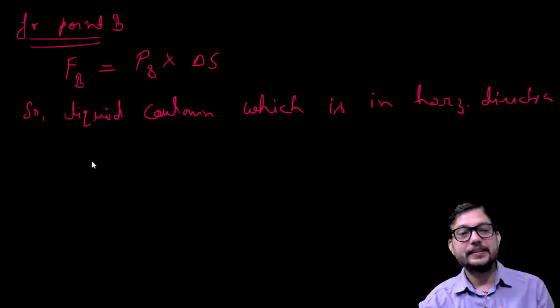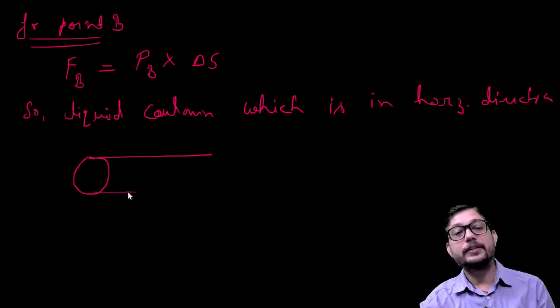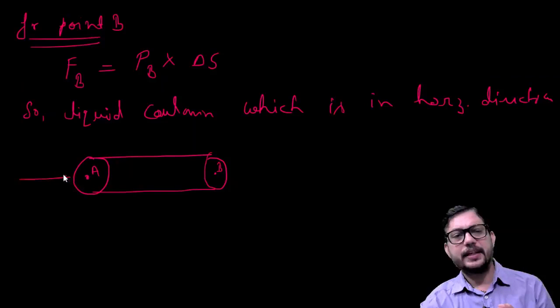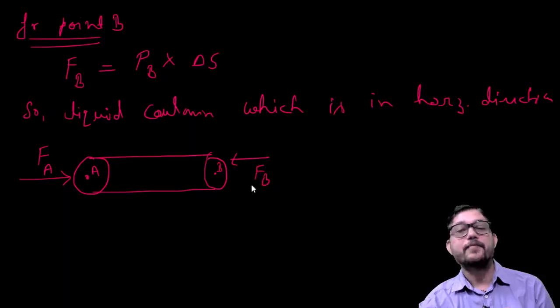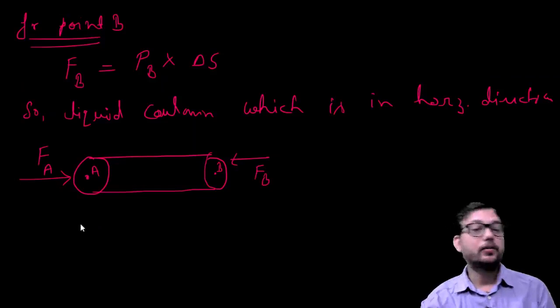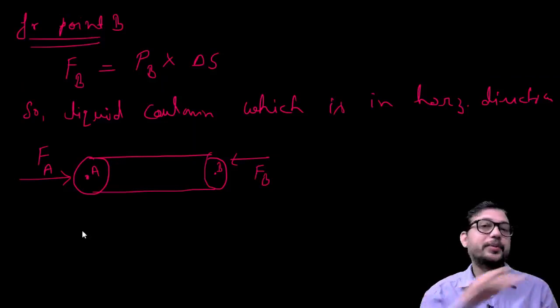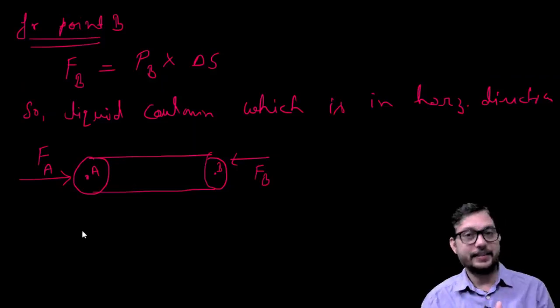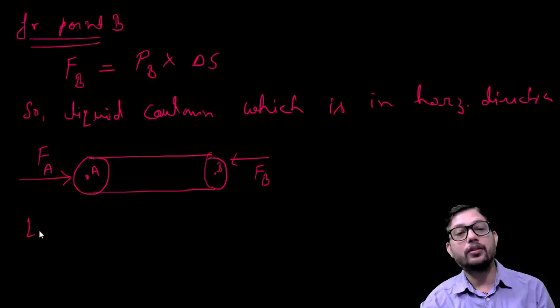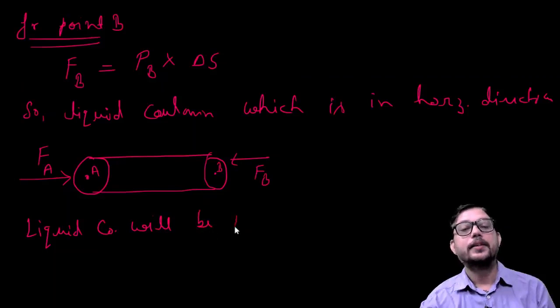We can easily see that this is your horizontal liquid column, this is your point A, and this is your point B. That will be the force at point A and that will be the force at point B. If the liquid column is in equilibrium, because whether the column is in the vertical or the horizontal direction, the fluid is at rest, that is the basic thing. If the fluid is at rest, then we can simply say that the liquid column will be in equilibrium.